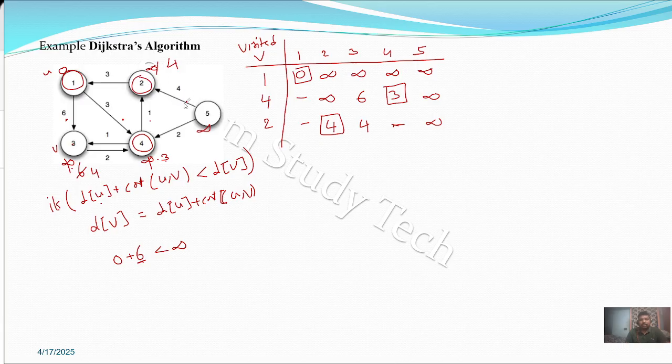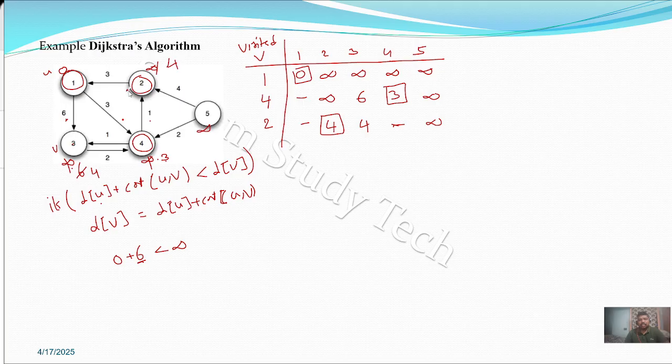Then you have to find the distance to other vertices. But here you can see, for example, you cannot reach 5, so 5 is infinity. Here also, from 4 to 5 there is no link. Here also, from 2 to 5 there is no edge. So we cannot visit 5. So there is no path from 1 to 5.